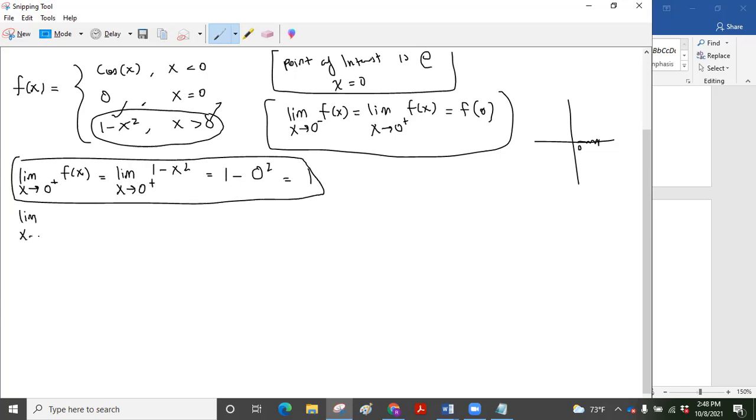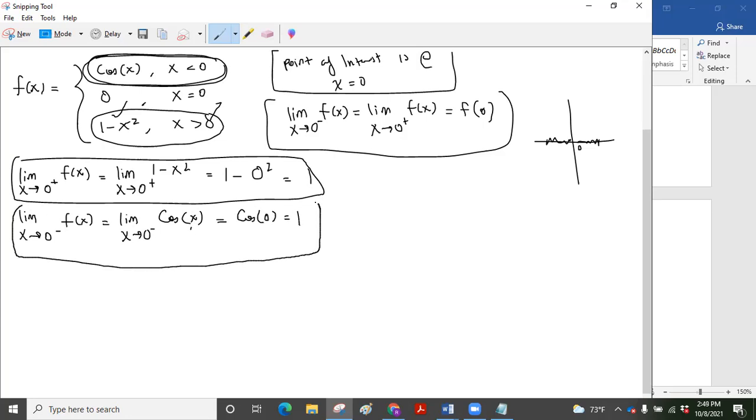Now we'll check the limit as x approaches 0 from the left of f of x. Well, which function should I use? Well, since this is saying that if your x values are less than 0, because you think about it, if I'm coming from the left, then my x values are less than 0. So if I'm coming from the left, I should use this function. So I should use the limit as x approaches 0 from the left of cosine of x. So can I substitute 0 in here without any problem? Well, I can, because the cosine of 0 is just 1. So that means the limit as x approaches 0 from the left is 1, and the limit as x approaches 0 from the right is 1, which means they both match.